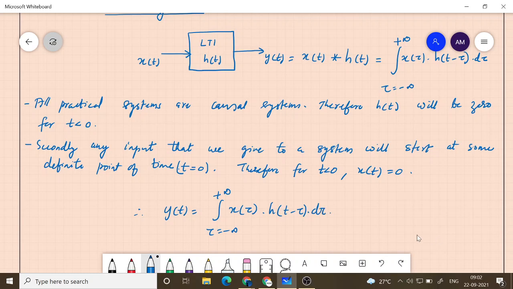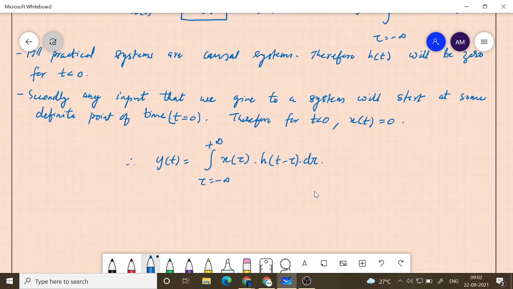If you incorporate the fact that h of t is 0 for t less than 0, and x of t is 0 for t less than 0, then since x of t is 0 for t less than 0, the lower limit of the integral is going to start from tau equal to 0. And similarly, h of t is 0 for t minus tau less than 0.